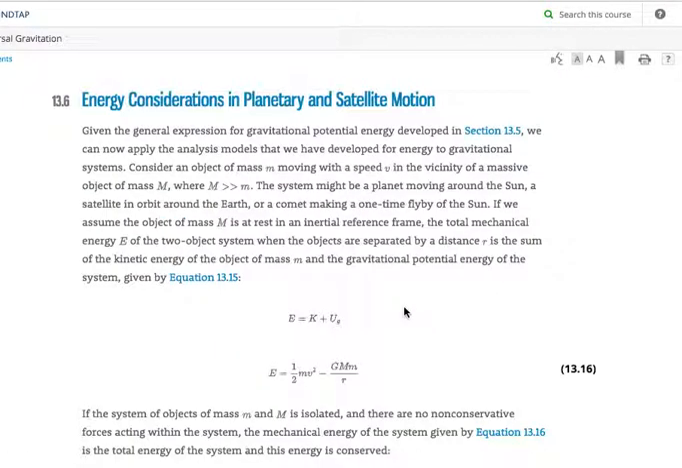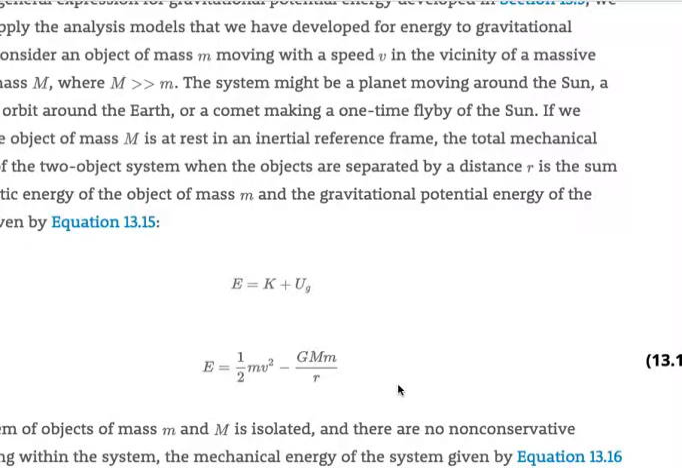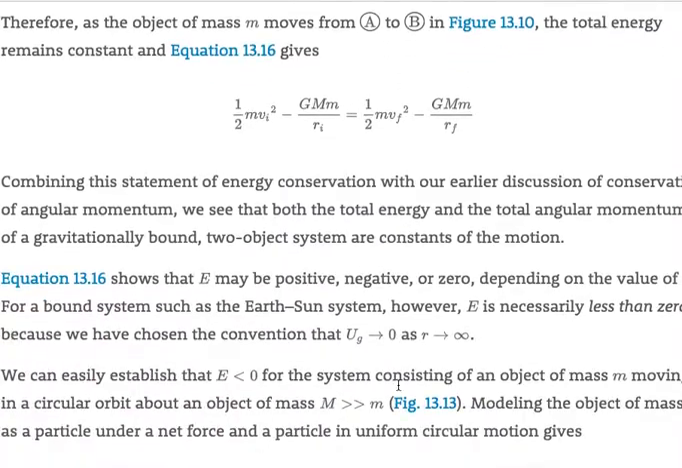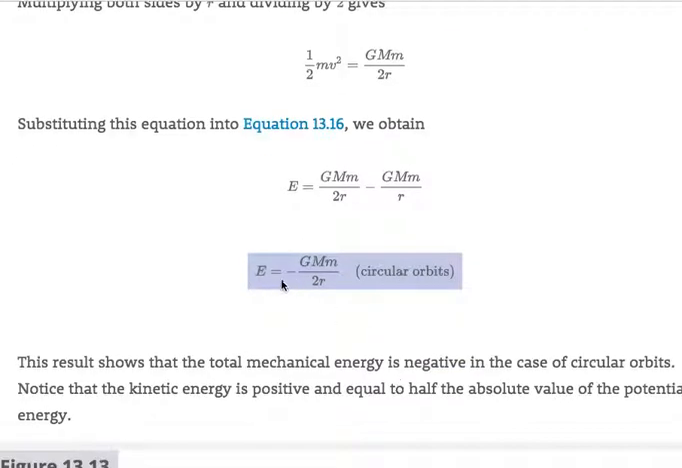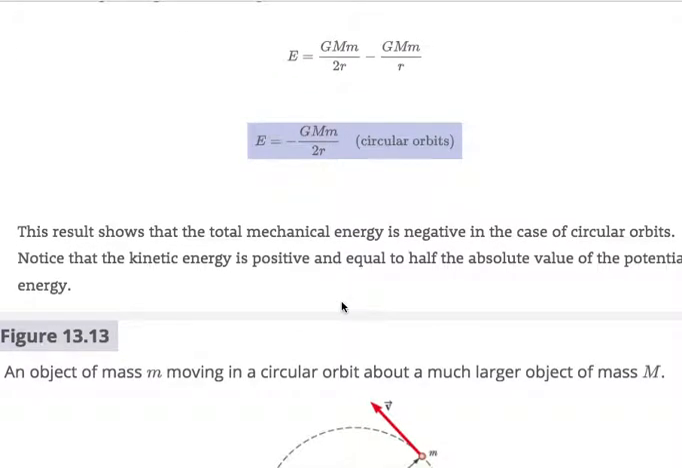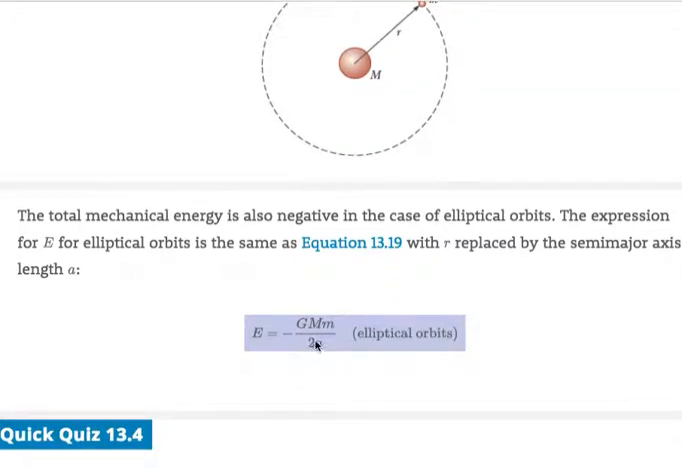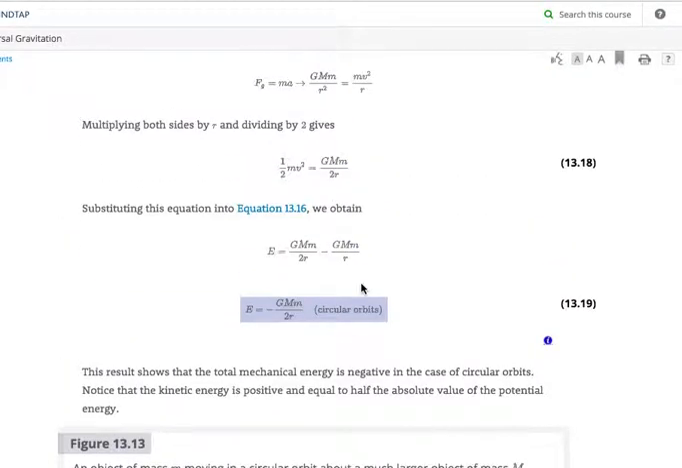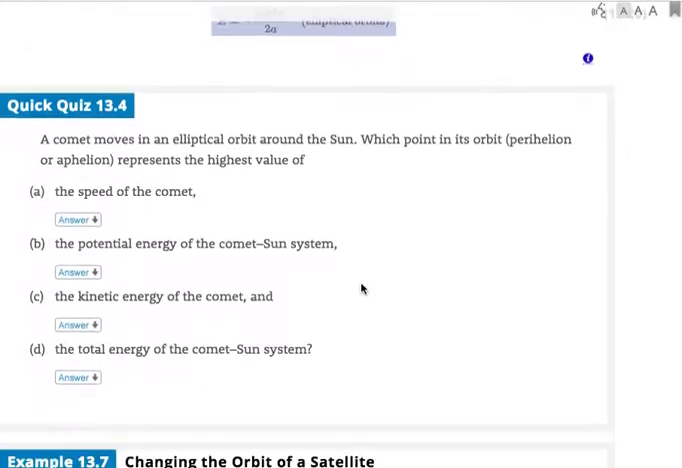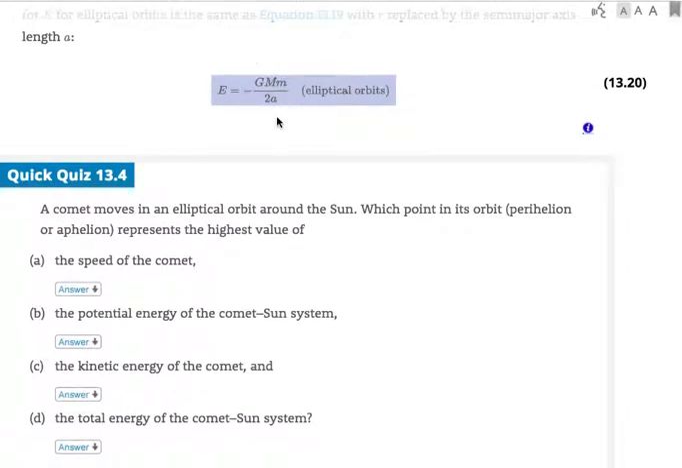All right, energy considerations. That's what I was just talking about. The total energy of a planet or a satellite is going to be its gravitational potential energy plus its kinetic energy. For circular orbits, total energy is negative G M m over 2r, assuming there's no change in gravitational potential energy. For elliptical orbits, it's over 2a, where a is the semi-major axis. These are going to be more conservation of mechanical energy problems, though.